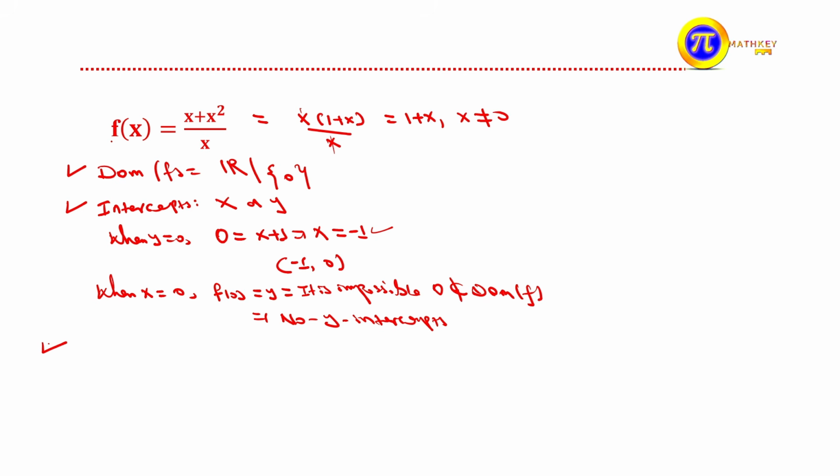We say there is no y-intercept because 0 is not in our domain. For the next one we consider the asymptote. Here the degree of numerator is greater than the degree of denominator. What does that imply? This shows that we have an oblique asymptote. The oblique asymptote is y equal to 1 plus x.